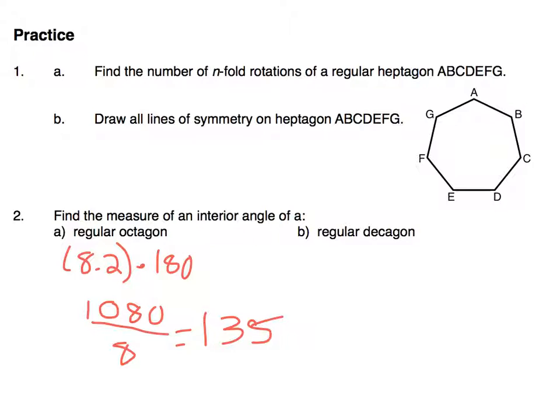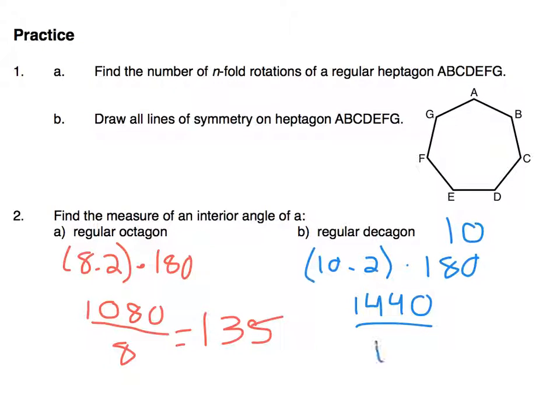Second part here, we have a regular decagon. Decagons, again, have 10 sides. So if I start with my formula, this is going to be 10 minus 2, and I'm going to multiply that by 180. That's going to give me 8 times 180. I'm going to go ahead and do that here real quick. Gives me 1440. Okay, so 1440. I'm then going to take that and I need to split it across all 10 of my angles. So I'm going to go ahead and divide that by 10. When I do that, I get that each of my angle measures is going to be 144 degrees.